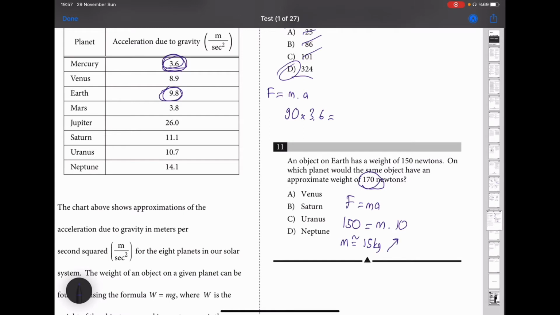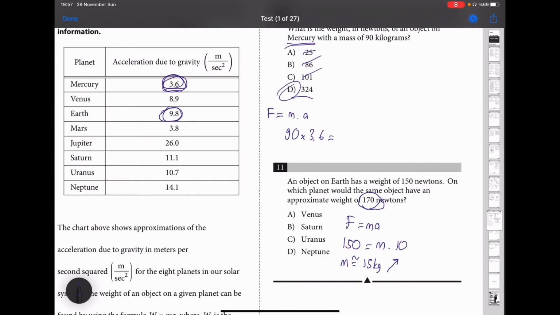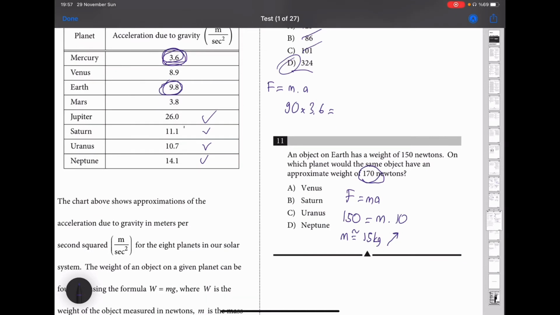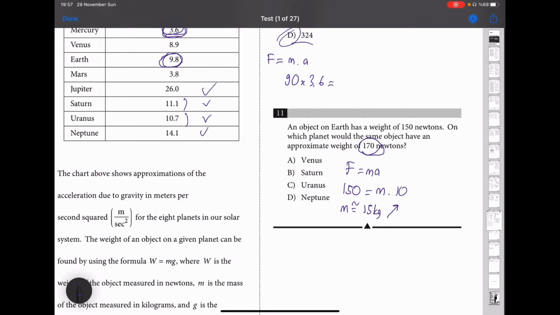on which planet would the same object have an approximate weight of 170 newtons? Obviously, the acceleration should be a little bit higher. Let's check higher acceleration planets with respect to Earth. Only Saturn, Uranus, Neptune, and Jupiter have this. Okay, these values are close, so let's not use approximations. Let's use our calculator this time.